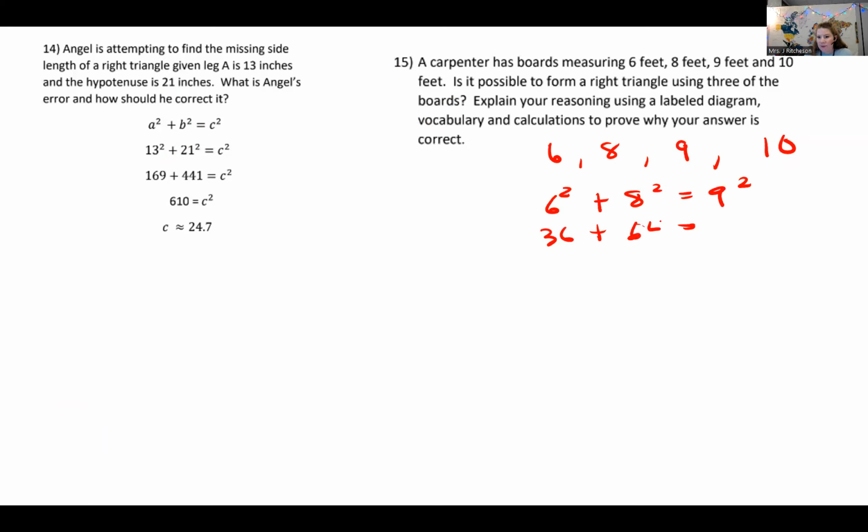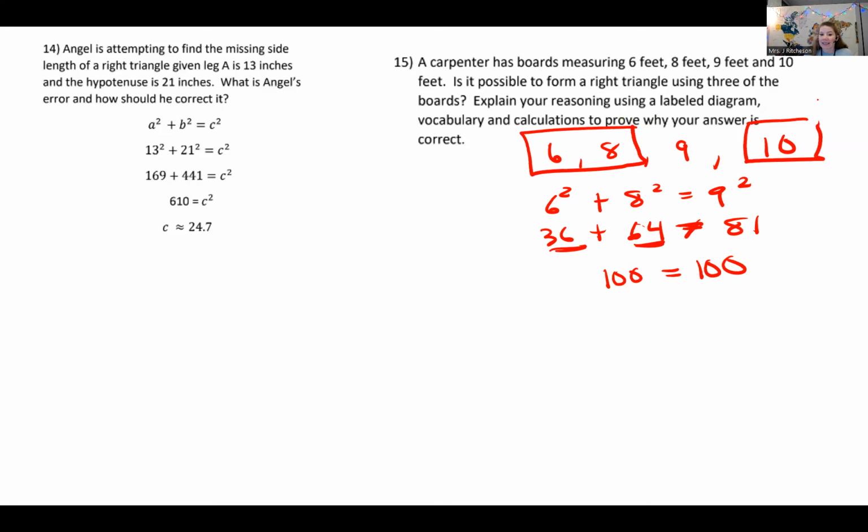So this would be 64 equals 81. Nope, that's not right. So we could not make a triangle with boards that were 6, 8, and 9. However, I do notice that 36 plus 64 does equal 100. And I also know that 10 squared is 100. So we could make a right triangle if we use the boards that are 6, 8, and 10.